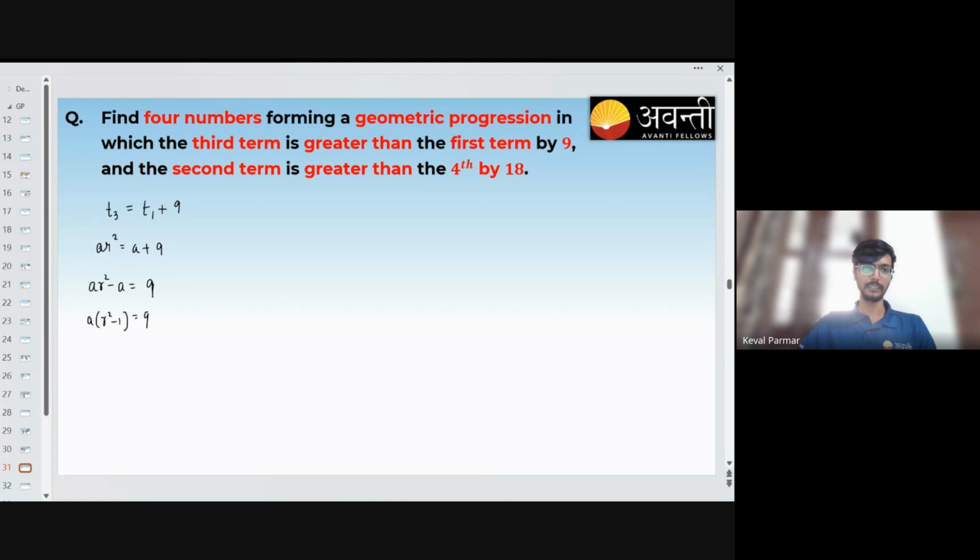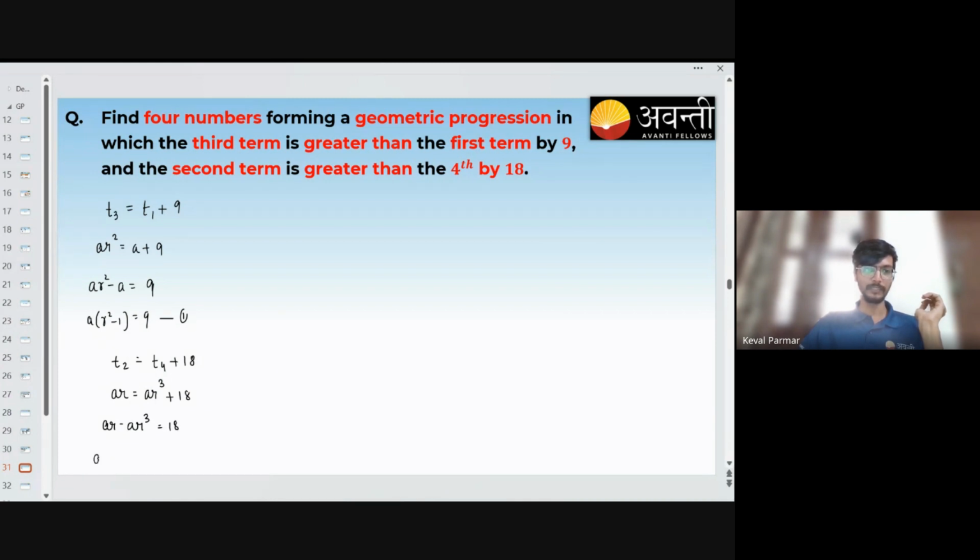That is equation number 1. What are they giving next? They are saying the second term is greater than the 4th by 18. So T2 equals T4 plus 18. That means AR equals AR cube plus 18, so AR minus AR cube equals 18.